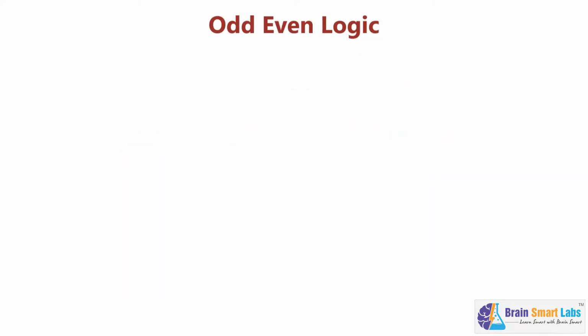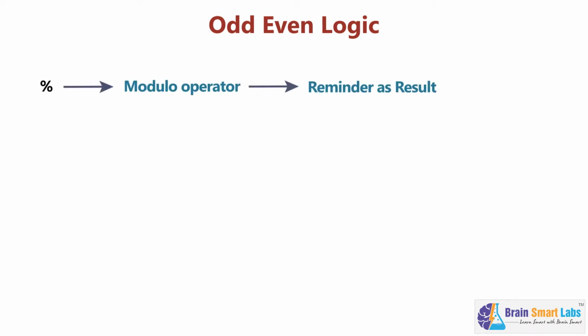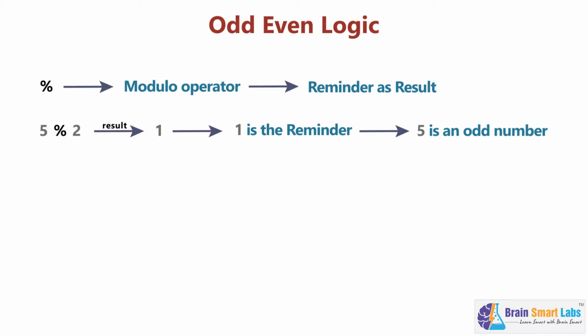Listen to me carefully. Odd even logic. Percentage symbol in Java is known as the modulo operator, which will give you remainder as a result. In a program, when we divide an odd number using numerical value 2, we get the remainder value as numerical 1. So with this, we can make a simple logic that if we get numerical 1 as a remainder when a number is modulo operated with 2, the given number is an odd number.